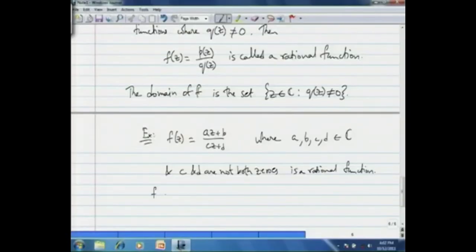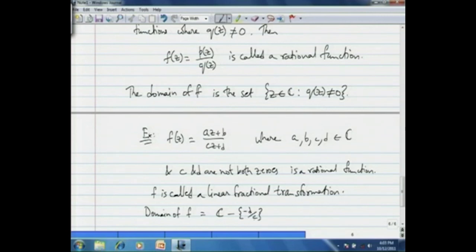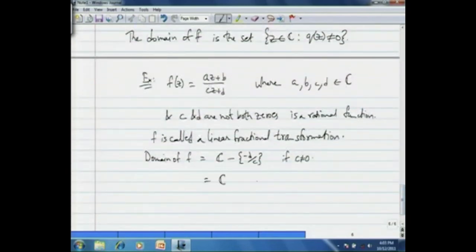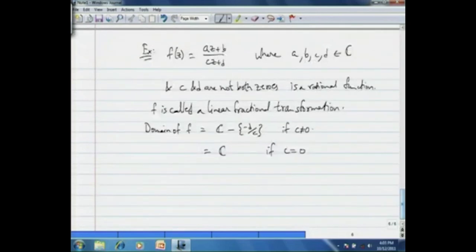So, let me say that f is called a linear fractional transformation. And the domain of f is essentially all of the complex plane minus the set containing minus d by c, if c is not 0. And the domain is all of C if c is indeed 0. So, that is a rational function.